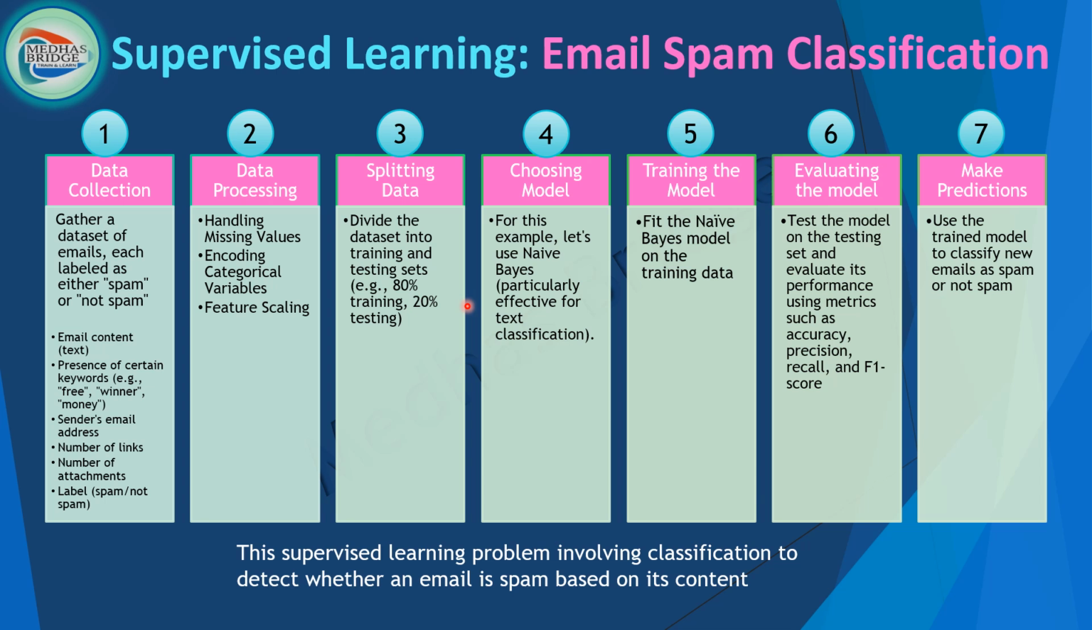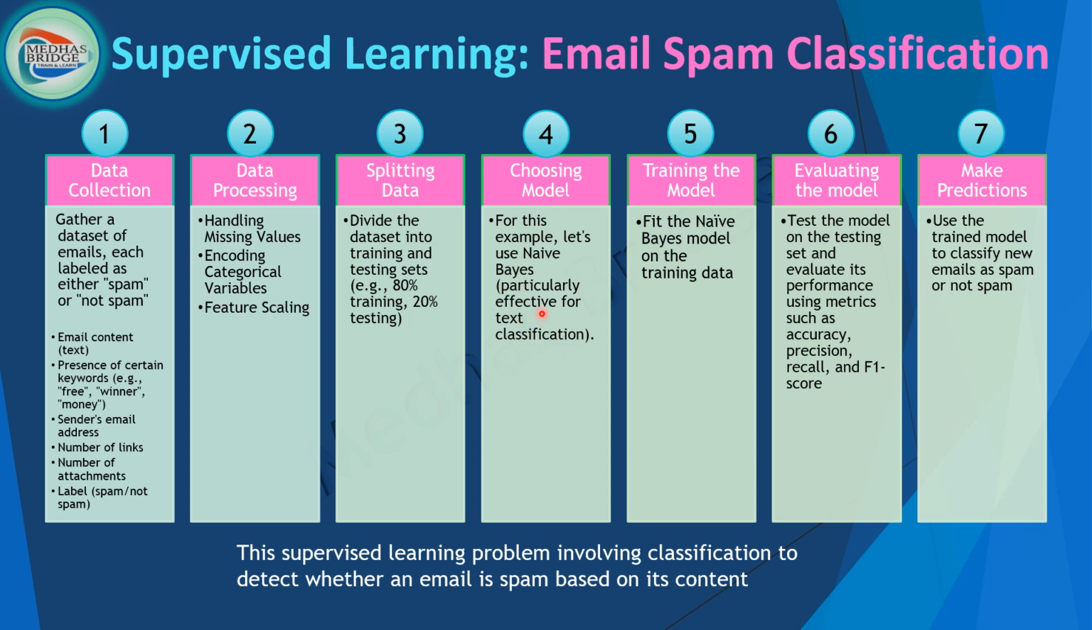Now the question is choosing the model. How are you going to choose the model? You look at it, you are actually doing a classification. So if you look at statistical models, one of the best approaches that we can use to do this job is the Naive Bayes algorithm. So Naive Bayes is a statistical model, particularly very effective for text classification, for instance. So we choose the model.